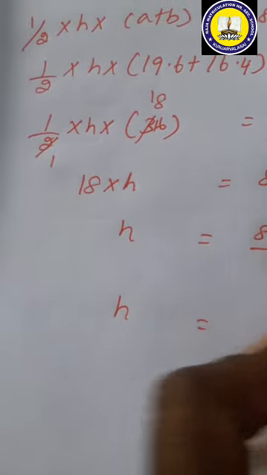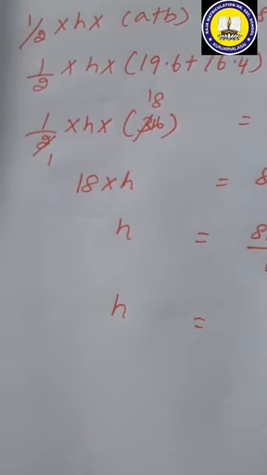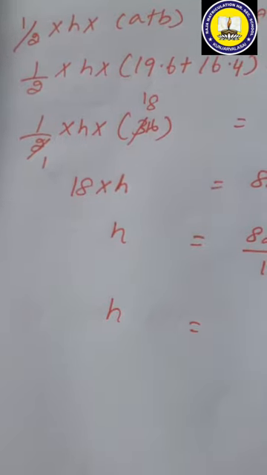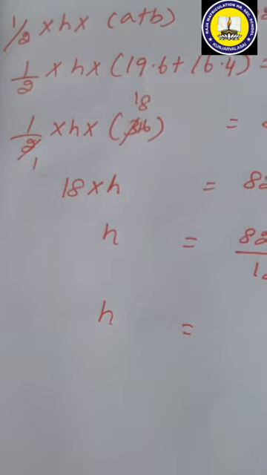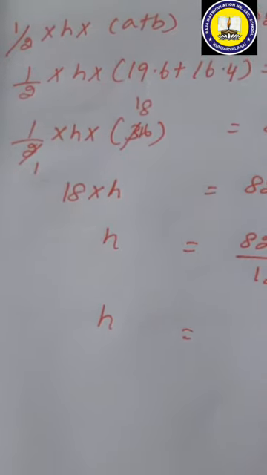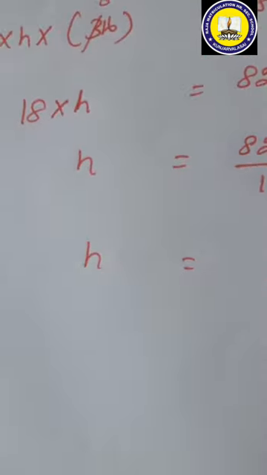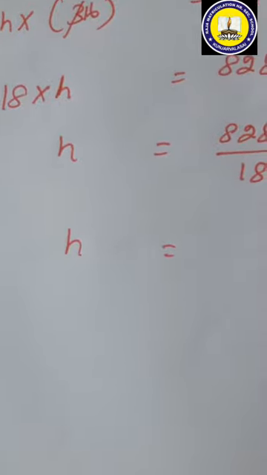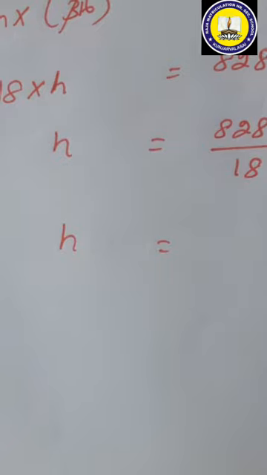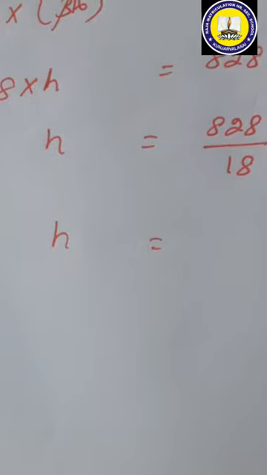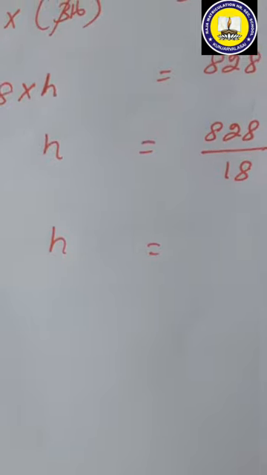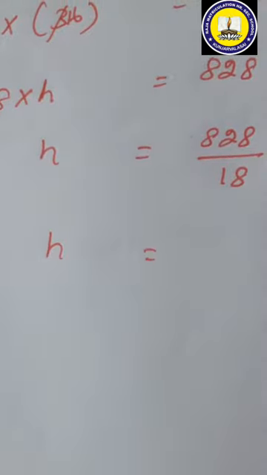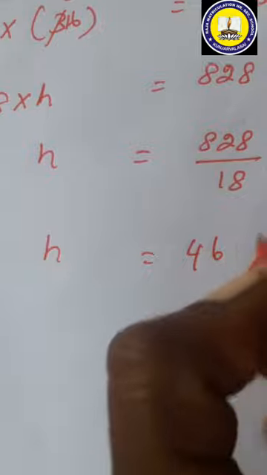828 and 18. Okay, 18 fours are 72, remaining 10, the next digit 8, 108, 18 6s are 108, remaining 0. So we get the answer 46.